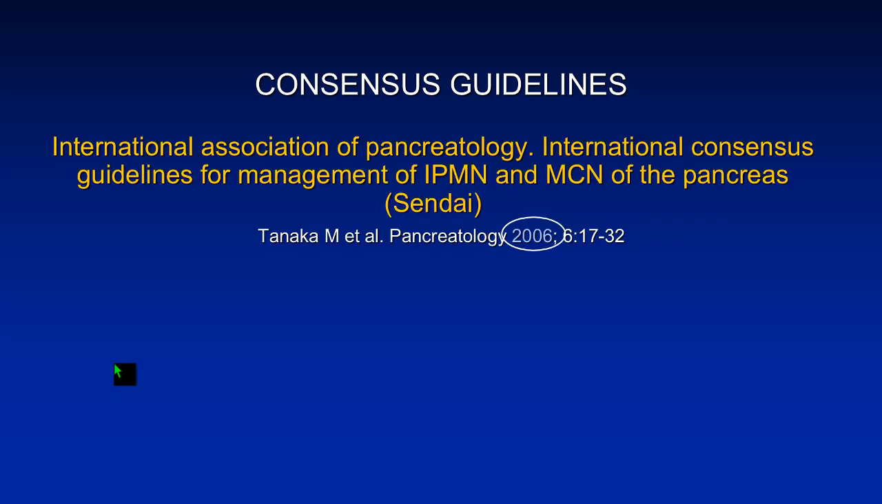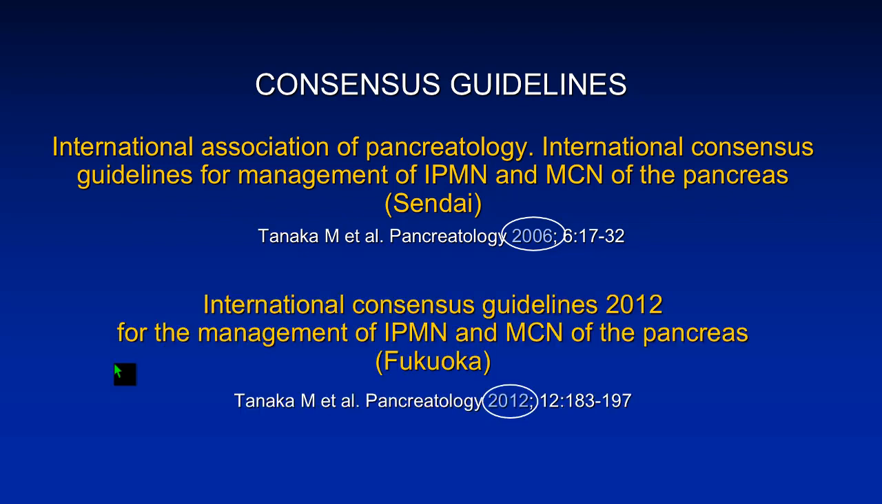The first consensus guidelines were what are called the Sendai criteria, put together by the International Association of Pancreatology in Sendai, Japan, and published in 2006. They were updated 6 years later at a meeting in Fukuoka, after additional information became available and improvements were made on the original recommendations. Since then, there have been many other guidelines developed.